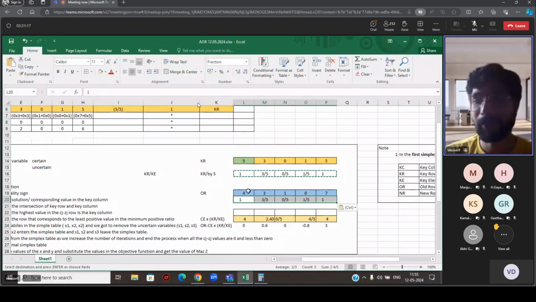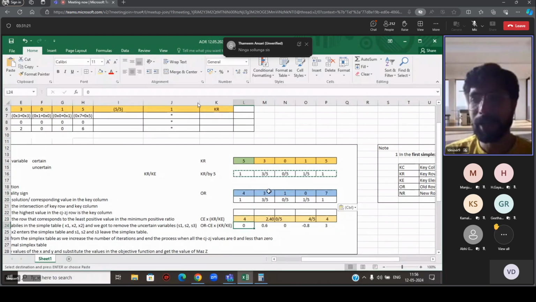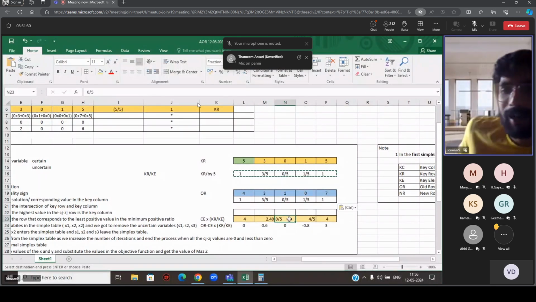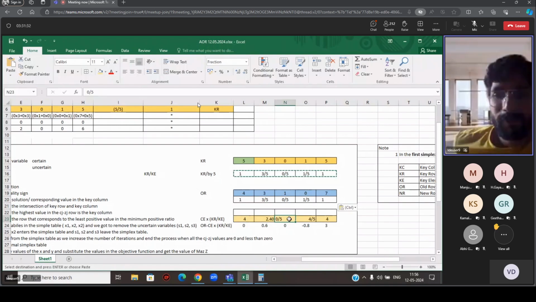Then I'm going to subtract this and this. 4 minus 4 is 0. 3 minus 2.40 is 0.6. 1 minus 0 divided by 5 will be 0.